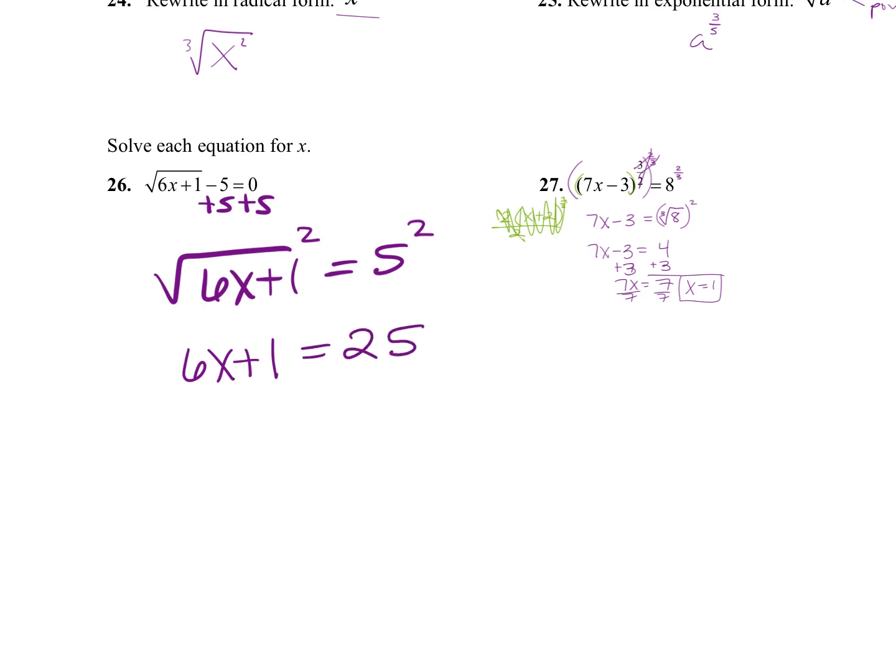Is this a plus or minus situation? If you square both sides? Oh, wait, no. Only if you square root both sides, right? Because a square root could be the positive or the negative version of that value. So then from here, you would just subtract 1 and divide by 6.